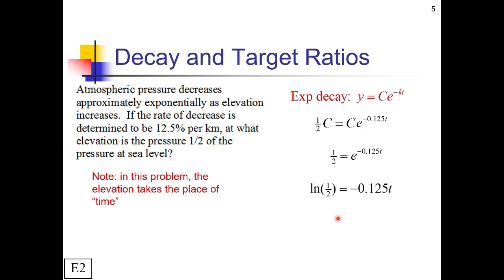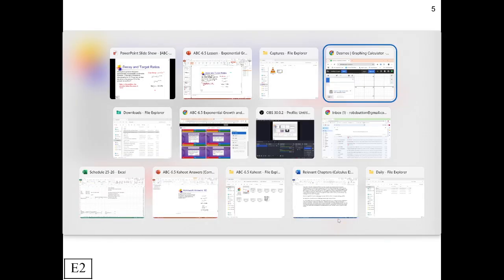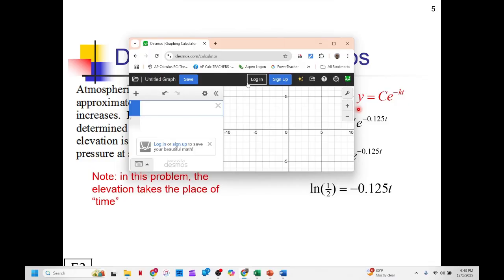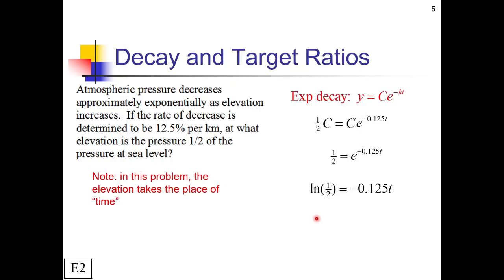So let me go to the calculator for that. And let me just move this so I can see. Let me do fraction ln of 1/2. I'll just do that in a parentheses. There we go. And now on the bottom of my fraction, I've just got negative 0.125. And that comes out to about 5.545. And that's the elevation, so that's going to be in units of kilometers.